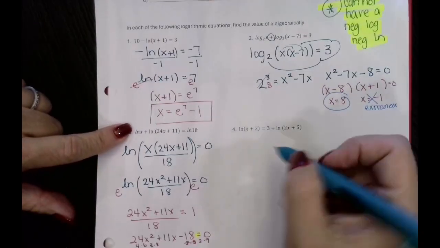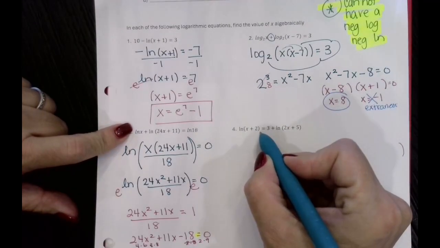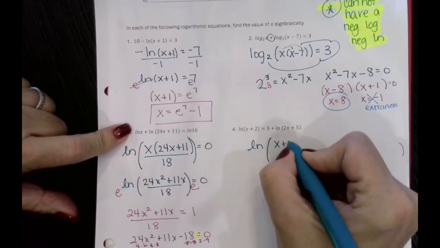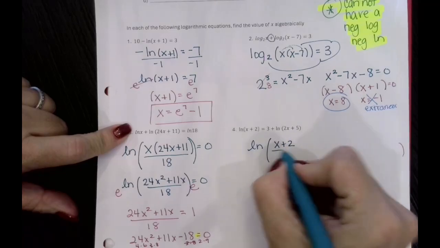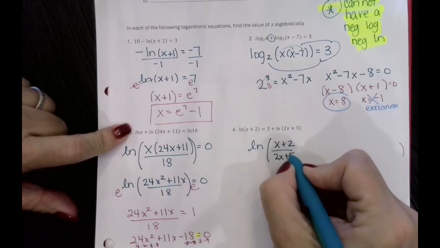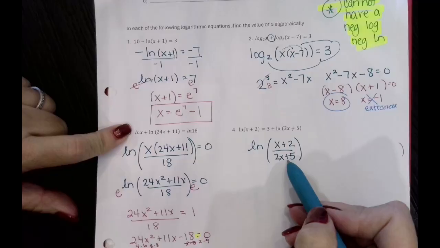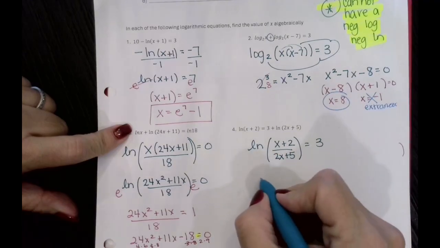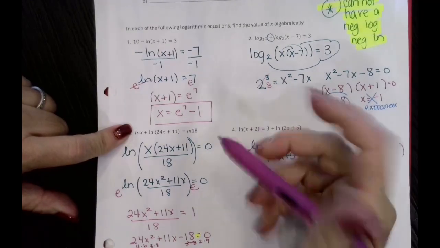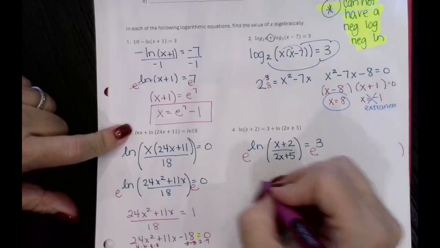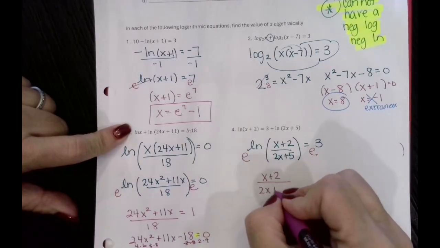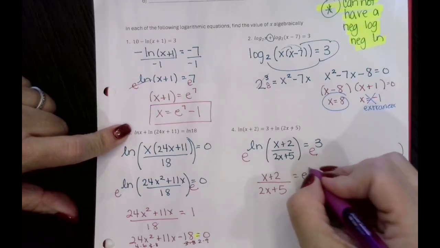All right, last one. So I'm going to move this ln over because I want to combine all my ln's. So when I do that, I end up with x plus 2. When I move this over, it's subtraction, so I have 2x plus 5. When I subtract, it goes in the denominator, and this is going to equal 3. All right, so here's what I have. I'm going to e both sides of this, and this gives me x plus 2 over 2x plus 5 equals e cubed.